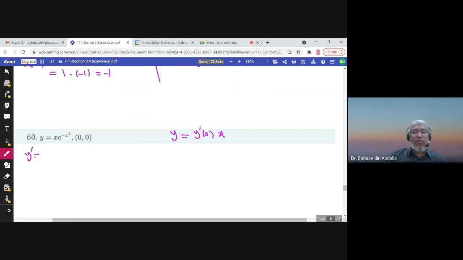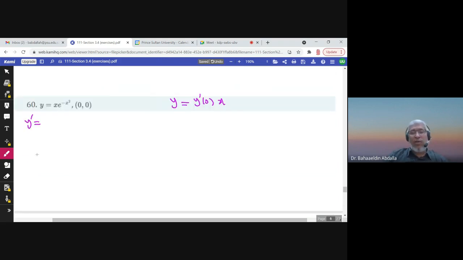So y prime would be, this is a product rule. Derivative of x is 1 plus x times derivative of e to the power negative x square will be e to the power negative x square times the derivative of negative x square, which is negative 2x. All right, now let me find y prime at 0. E to the power 0 is 1 plus 0 times anything is 0. So the answer is 1. So the equation is y equals x.